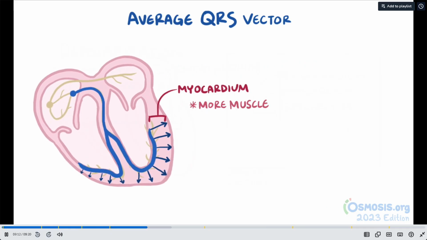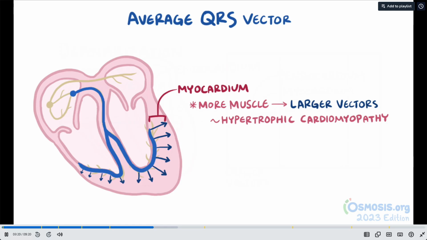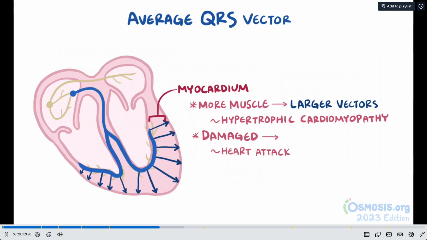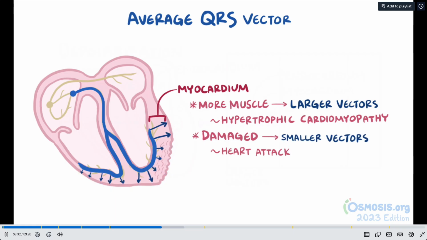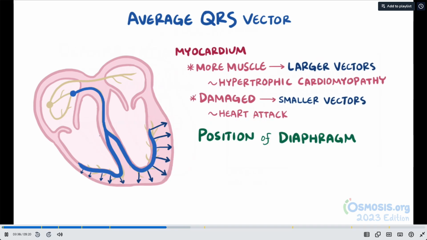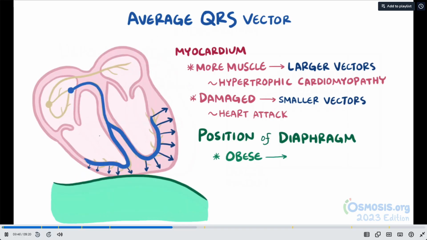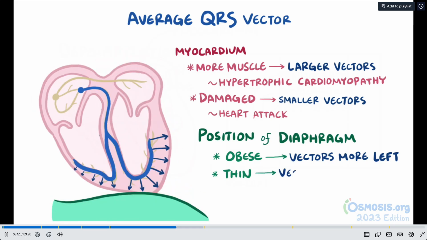Also, the more muscle tissue in the myocardial layer that a vector travels through, the larger the size of the vector. So like with hypertrophic cardiomyopathy, where the heart muscle gets thicker, you end up with bigger vectors. Although if the heart muscle's been damaged from something like a heart attack, then you get smaller vectors because the heart cells can't depolarize anymore. Another thing that can affect vectors is the position of the diaphragm, which is usually sort of sitting right up against the heart. In obese people, the diaphragm gets pushed upward, which rotates the heart further to the left, and in thin individuals, the diaphragm lowers, which rotates the heart a bit the other way.